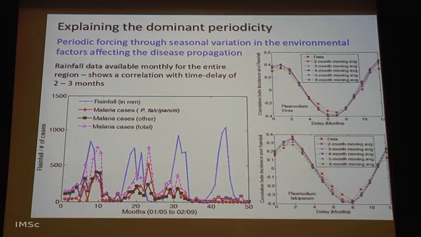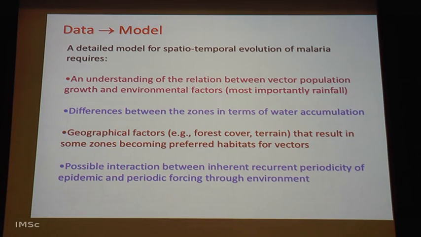So this could be useful when we have to intensify our malaria eradication and vector eradication programs. So these results could be useful. In order to understand why the periodicity comes, how the periodicity comes, for that I have used a detailed model.